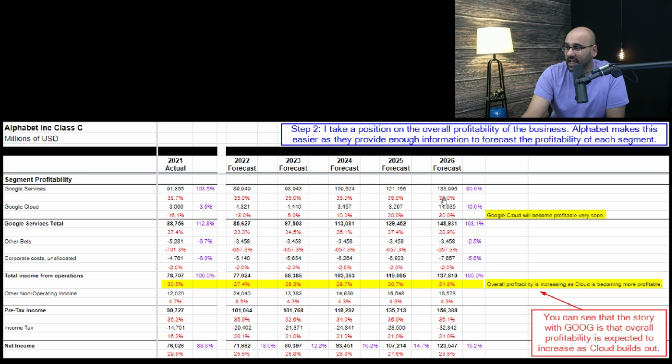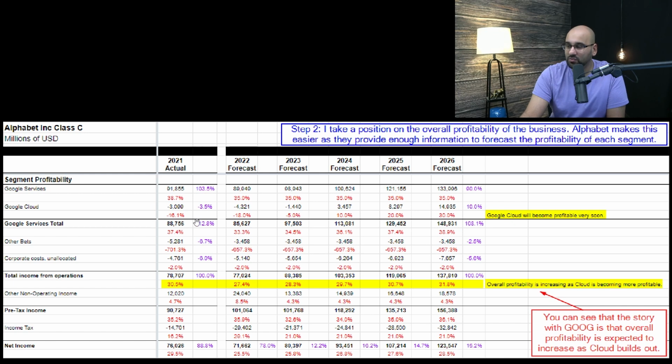I'm bringing that down because I believe that it's probably not going to be as profitable. The one area of interest is Google Cloud, and I'm just walking you guys through some analysis that I've done here just to explain to you how I think about this. But with Google Cloud, one of the challenges is that it's not profitable, and the question people have is, when is it going to be profitable?